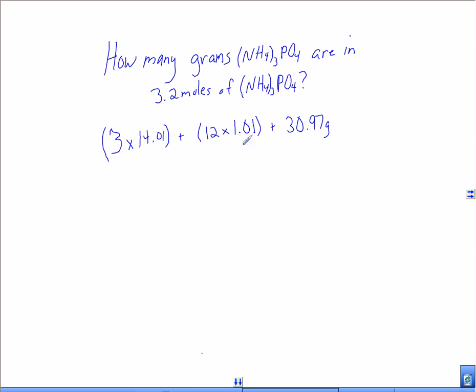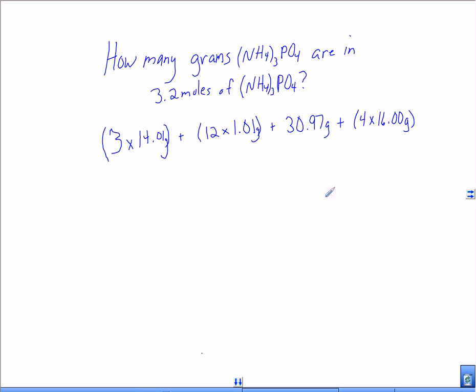grams. And I've left off grams over here, so let's see if I can fill it in. Grams over here. Grams. Not very good looking G, but we'll just go with it. And then the last element is oxygen. I have 4 of those, and each one of those off the periodic table I can figure out is 16.00 grams. So I multiply 3 times 14.01, 12 times 1.01, plus 30.97, plus 4 times 16.